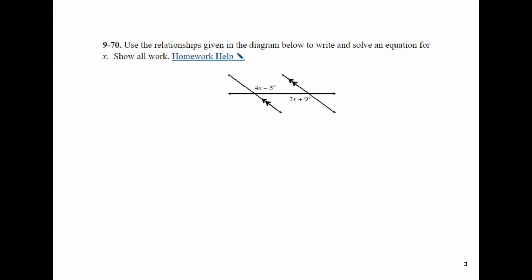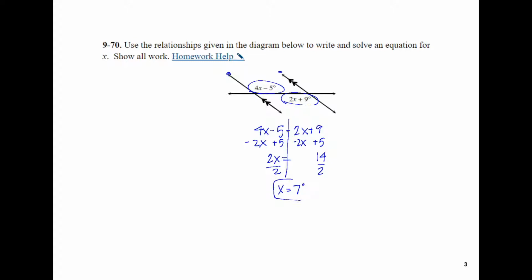9-70. Use the relationship given in the diagram below to write and solve an equation for x. Show all of your work. So we have two parallel lines, and we have two angles that are alternate interior angles, so we know that those angles are equal. So we can set 4x minus 5 equal to 2x plus 9. Solve using inverse operations. 2x is equal to 14. Divide by 2. We get x is equal to 7 degrees.